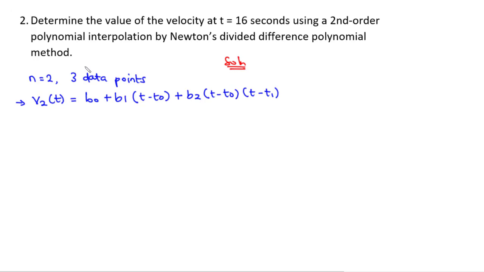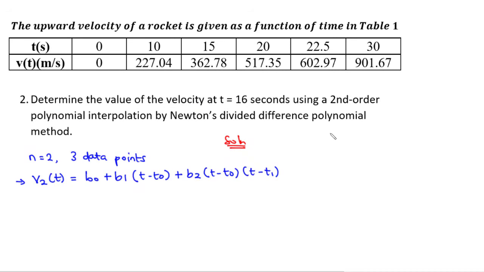Considering these 3 data points, we need to select 3 values of t that are closest to t equals 16. Now from the previous lessons, we selected t0 equals 10 seconds, t1 equals 15 seconds, t2 equals 20 seconds, and for all these values we have the respective velocities attached to them.